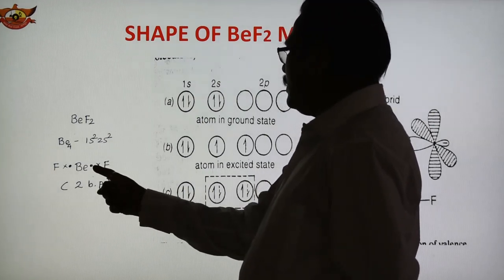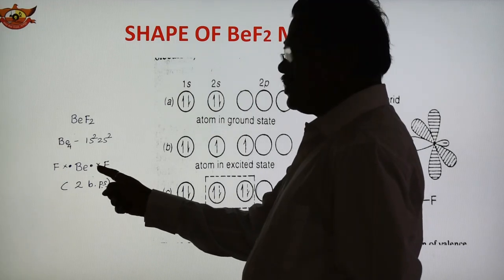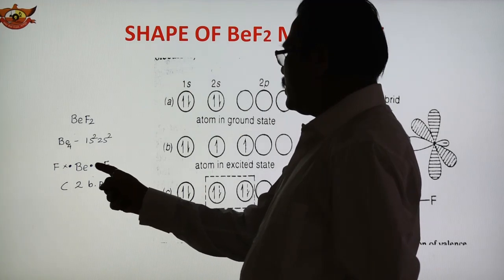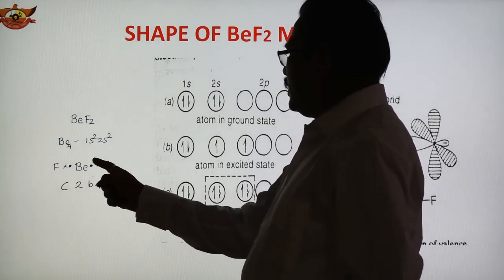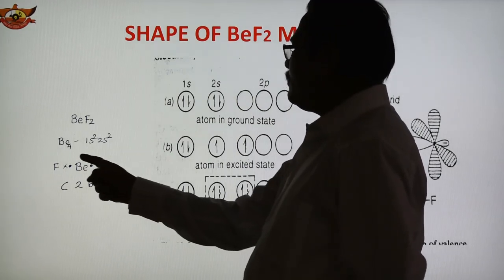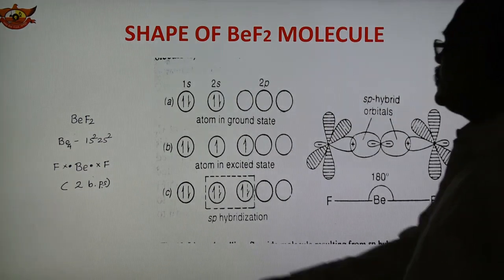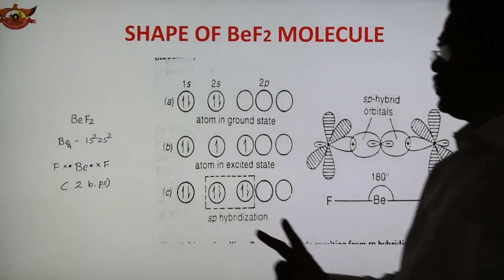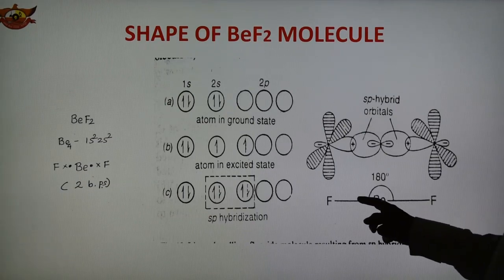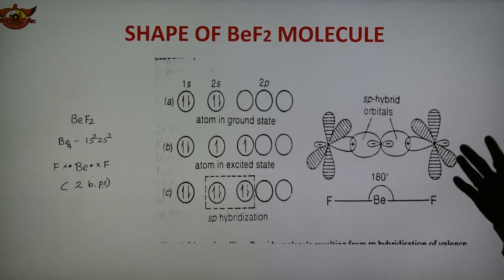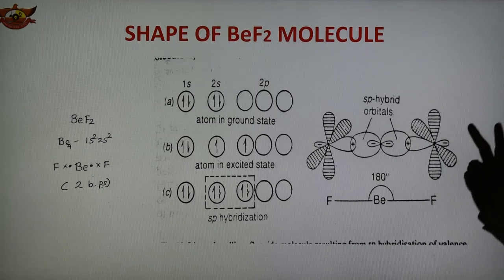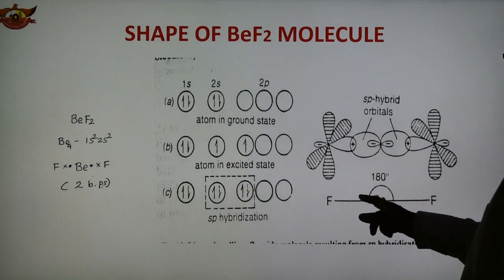These 2 electrons are of beryllium, and the cross marks are the electrons of fluorine. So 2 fluorine atoms overlap and take part in sharing. Beryllium and fluorine electrons form one bond pair, and this is another bond pair. So in BeF2 there are 2 bond pairs of electrons, and because of these the shape of the molecule is linear. As per the first rule of VSEPR theory, the presence of 2 electron pairs gives a linear shape.